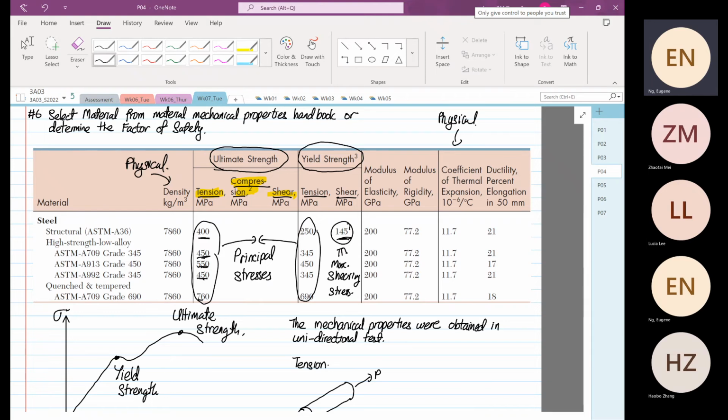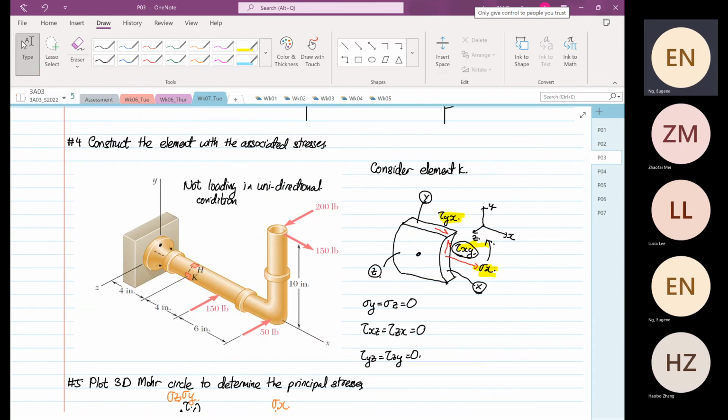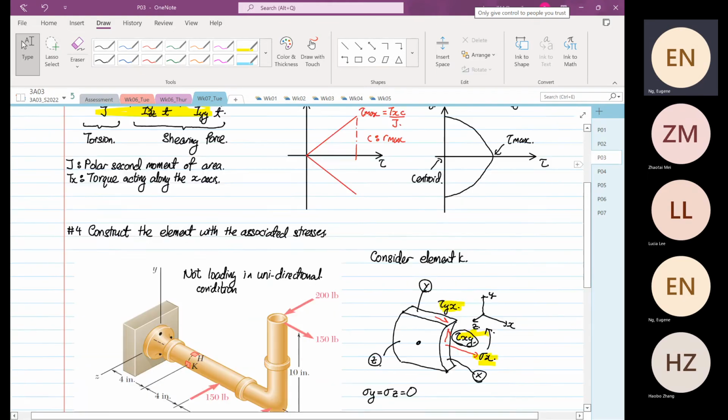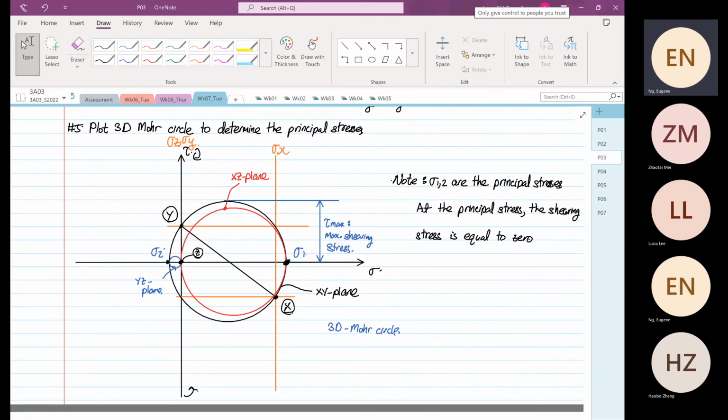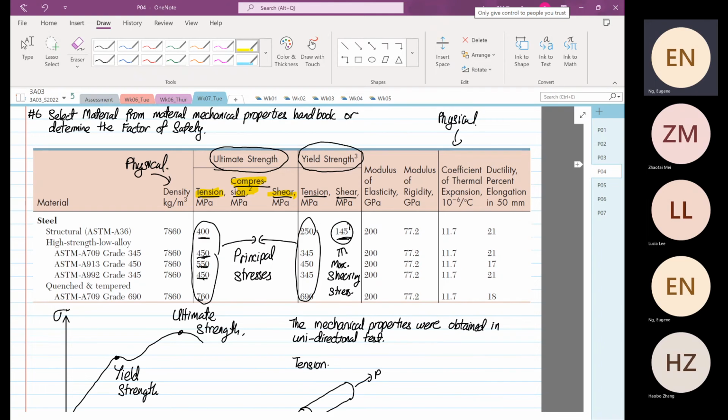These tests over here are loaded in a uniaxial direction that you see on the table. Our structure that you see over here is not unidirectional at all. It's a compound loading structure. So the only way we can compare them is to use principal stress. You know how to determine your principal stress for compound loading. Now, how is this related to the principal stress over here?